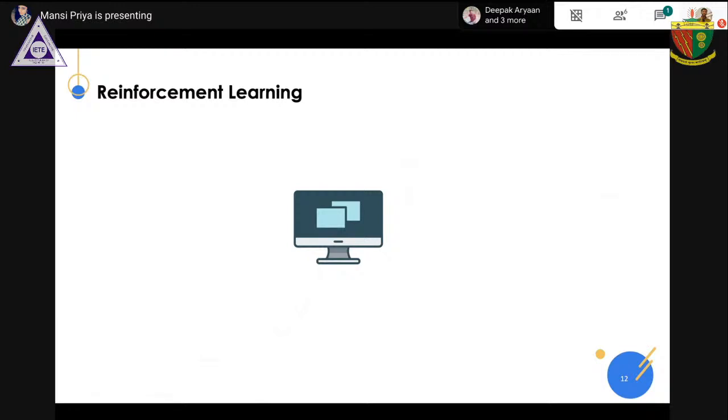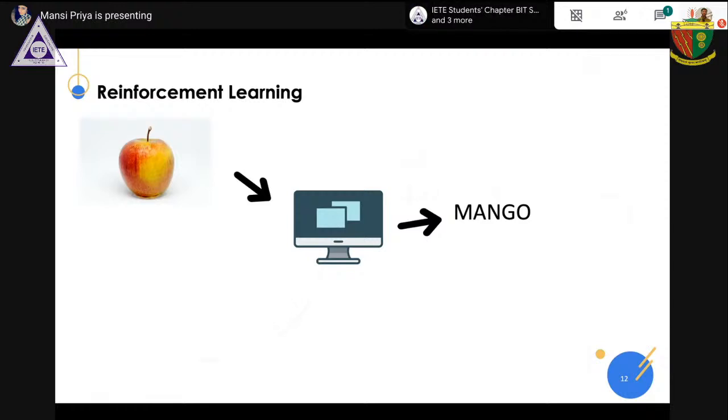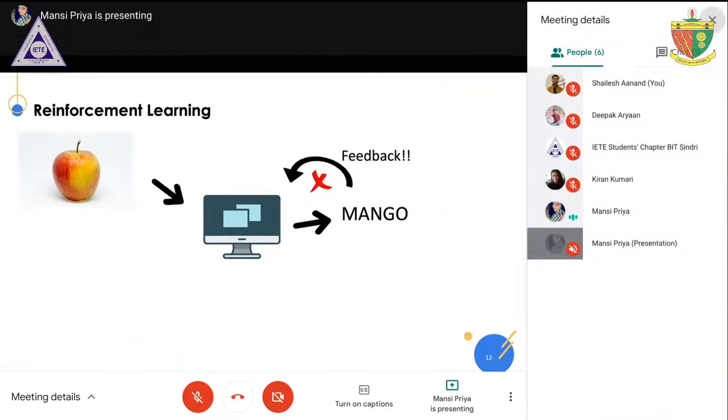It is a little bit different from supervised and unsupervised learning. Let us see how. So this is our machine. We give an image of an apple to this machine. It knows that it has to predict which fruit this image is among the different fruits. The machine predicts that this is a mango, but we know that this is wrong. So we don't tell it that this is an apple, we just give it feedback that whatever your output was, that is wrong.